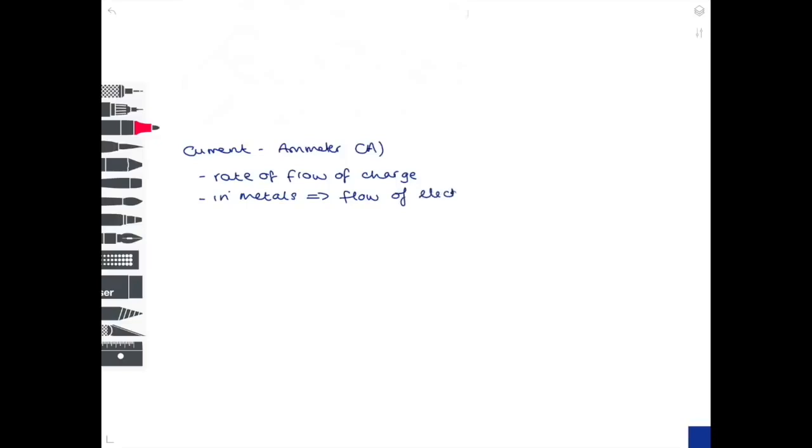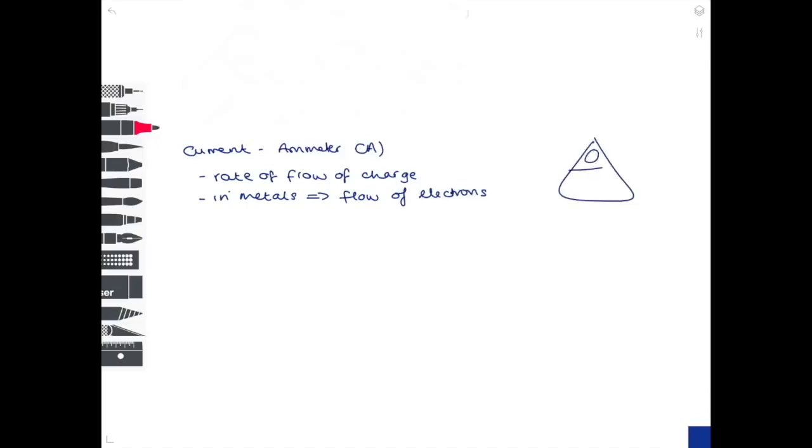So what is current? After all, we know we measure it using an ammeter. We know that it's measured in amps. Well, it's the rate of flow of charge. And in metals, this means the flow of electrons. Now the equation linking charge, current and time.